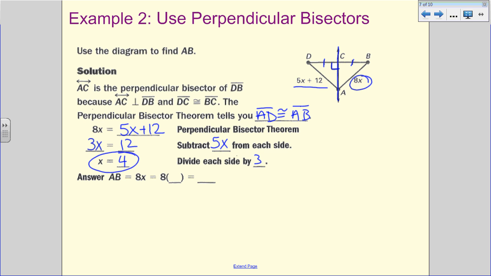Yay, we found x. And you need to make sure you get finished with your problem, so that we go back and read what we wanted to find. It didn't say to find x, it said to find AB. So if we look, AB is 8x. That means now it's 8 times 4, which is 32. All right, so that segment, AB, is 32 units long.